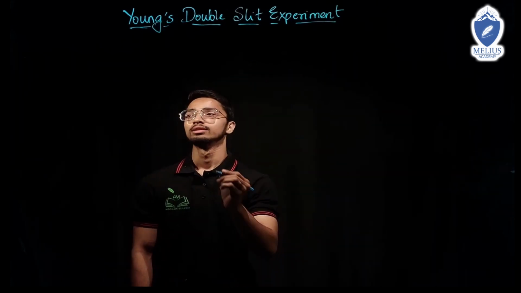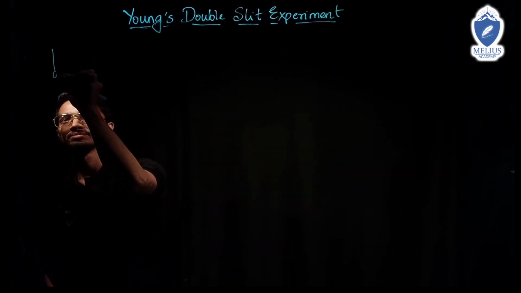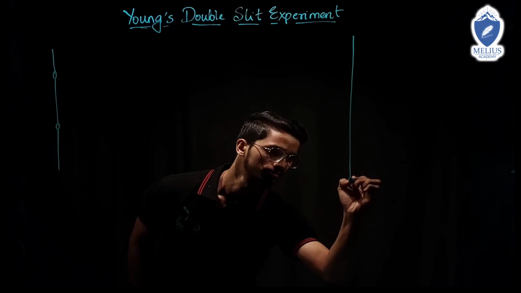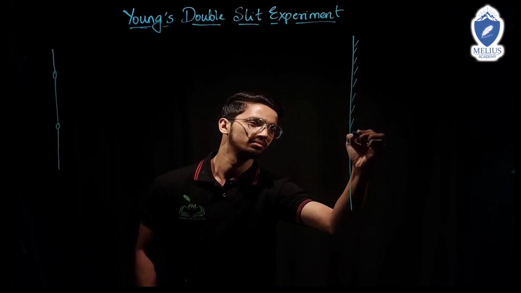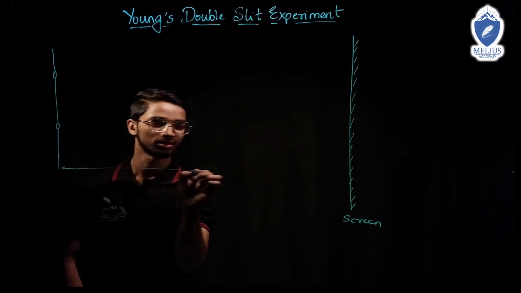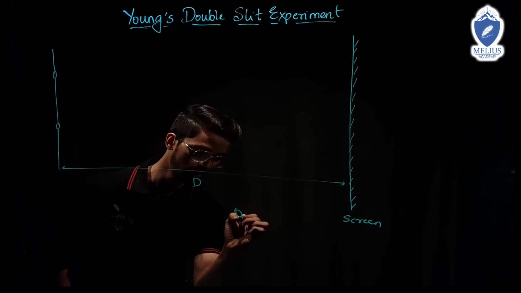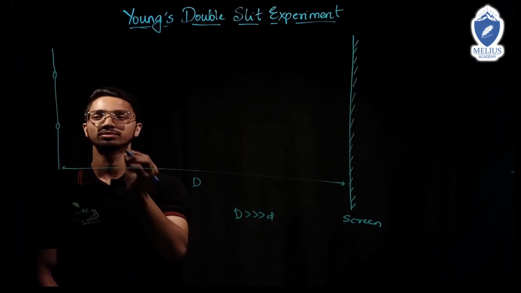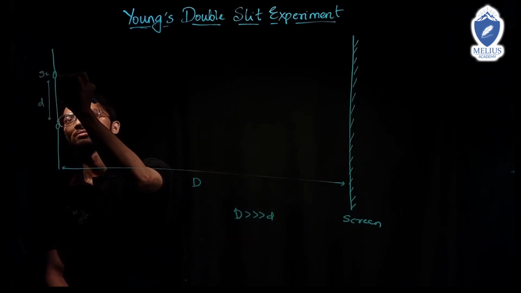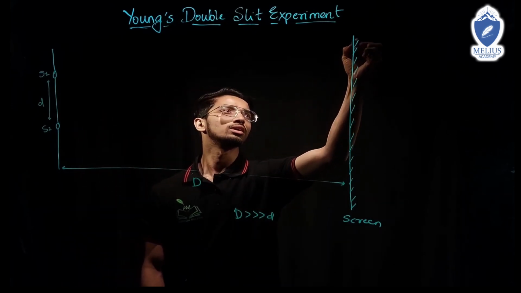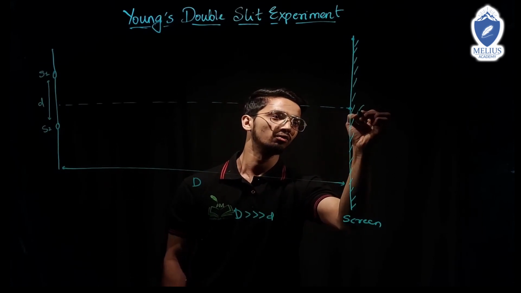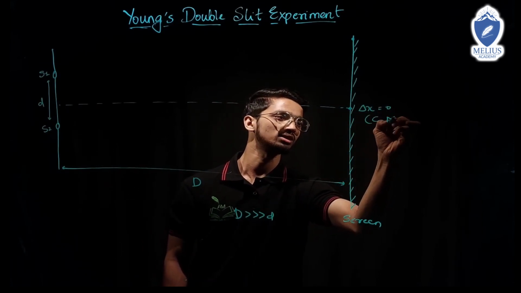We'll try that now. Now we'll place the slits and the screen at a large distance. Screen and slit at a large distance. D is much greater than small d. This is small d, right? Small d is the distance between the two slits, S1 and S2. And this is the center of the screen, where delta x is equal to 0, meaning the central maxima is formed here.